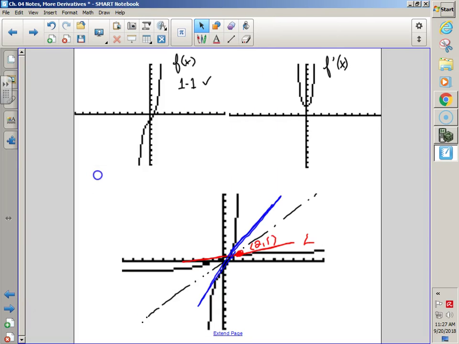I just eyeballed it and sketched a line at 2, 1 for the inverse. I reflected it across the line y equals x. And as I did, this doesn't hit the original function at 2, 1. It hits the original function at 1, 2. And why does that make sense?